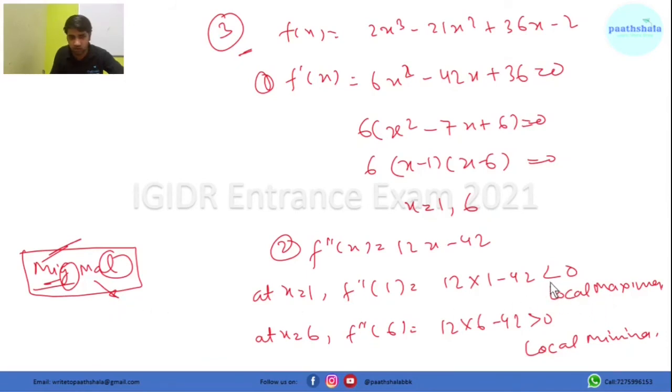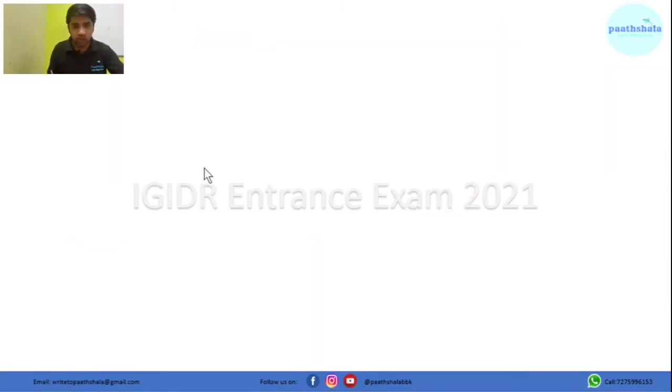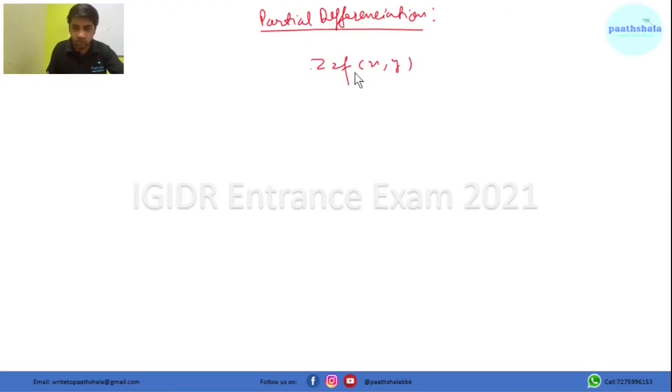Now let's talk about the next topic, that is partial differentiation. So in partial differentiation, let's say we have a function z equals to f(x, y). So we have to find two things. First is partial differentiation.